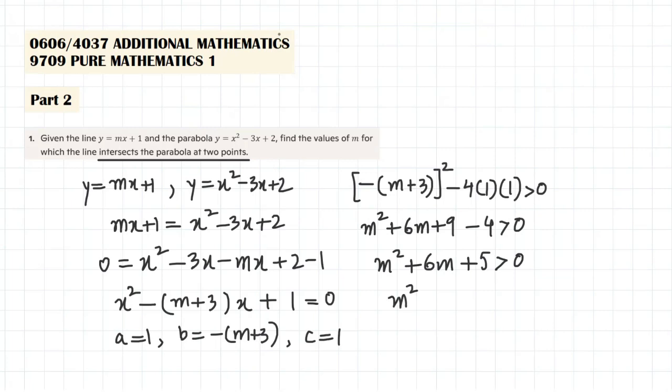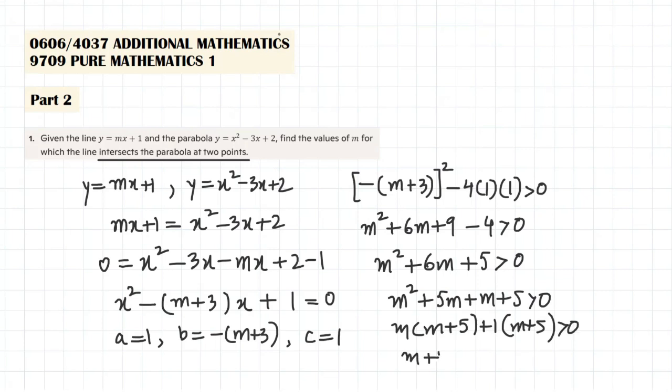How do you solve it? First you factorize it, 5m and 5 greater than 0. Factor out the m, plus 1 and m plus 5. So what is my factorization? M plus 1 and m plus 5 greater than 0.